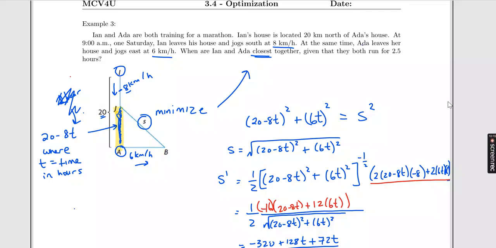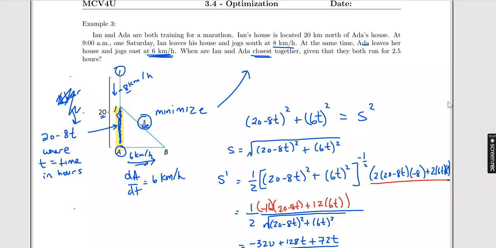What else? Ada leaves her house at the same time and jogs at a rate of 6 kilometers per hour. So Ada starts heading this way, traveling at a rate of 6 kilometers per hour. Which means Ada's rate of travel, I'm going to say dA over dt, A for Ada, is 6 kilometers per hour. Now, our job is to find S, so minimize S.